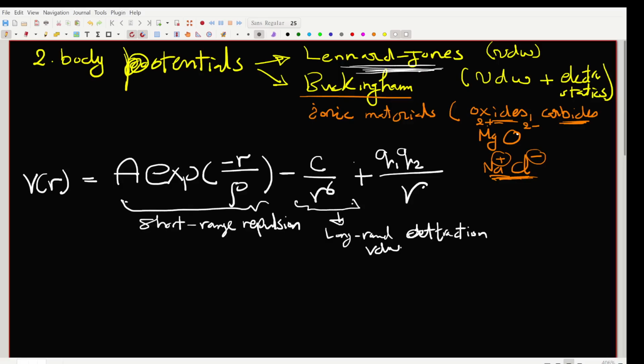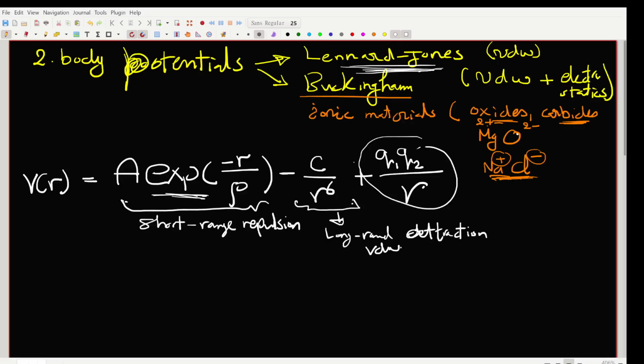So in a sense, the first two pieces of Buckingham are very similar to Lennard-Jones, except that the r power 12 is replaced by an exponential function here. Now, the new thing is the electrostatics, and this is pretty much Coulomb's law, so nothing really fancy. First charge, second charge over the distance. I have to say something here.